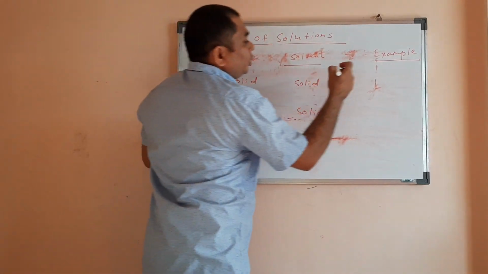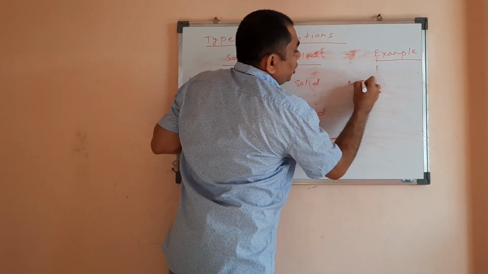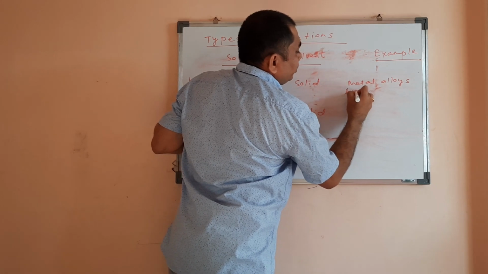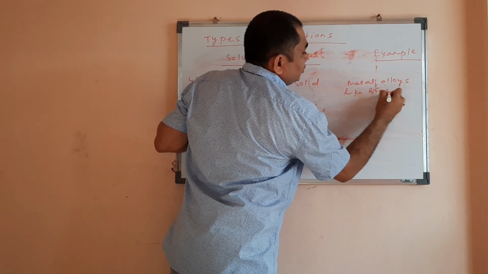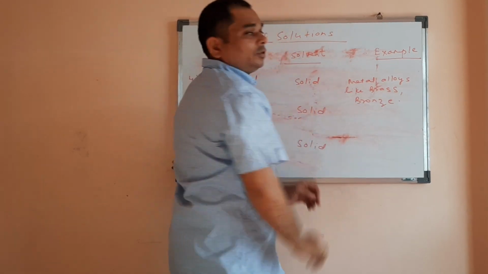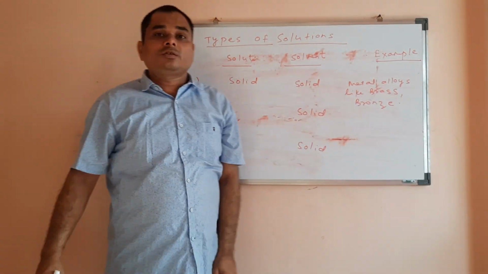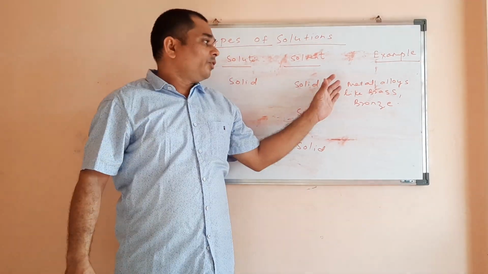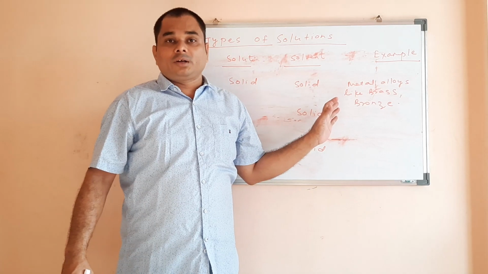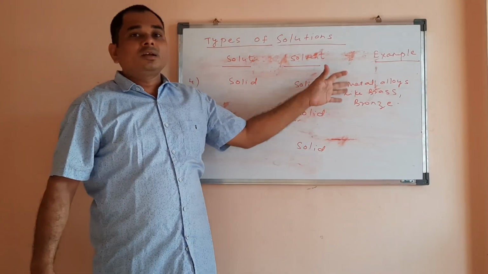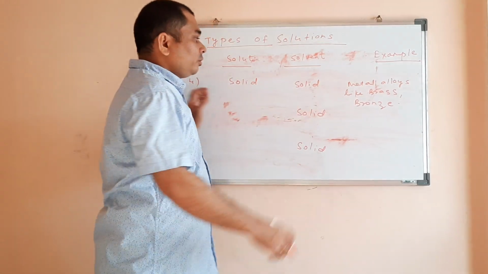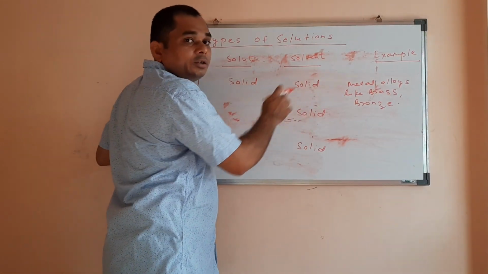A very good example of this is metal alloys like brass and bronze. You know that alloys are actually mixtures of different metals, and different metals are mixed in different proportions so as to improve their properties. So brass and bronze are the alloys that you come across in your day-to-day life. These are a type of solid in solid solutions.